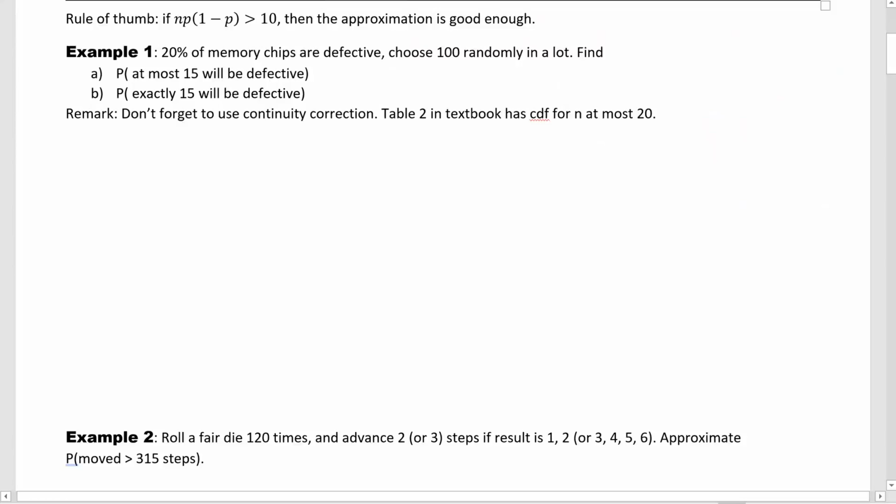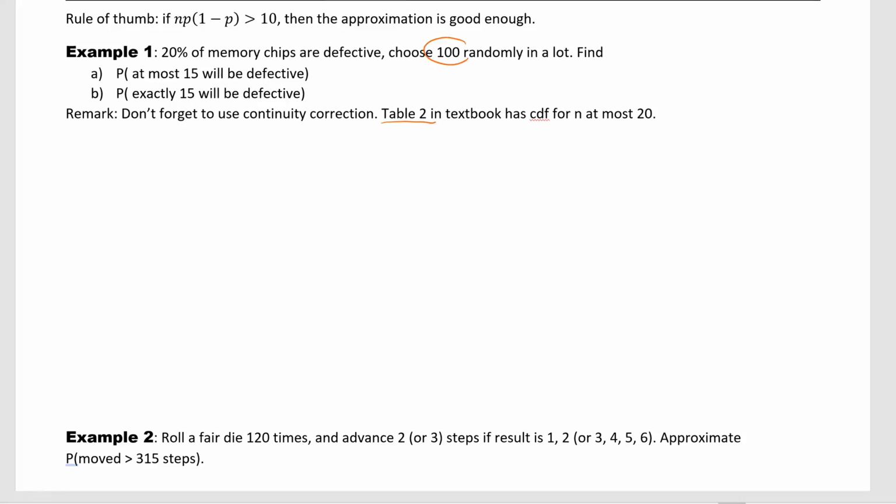So let's look at example 1. 20% of the memory chips are defective. Choose 100 randomly in a lot. Part A: find the probability that at most 15 will be defective. Part B: exactly 15 will be defective. Remember that the table of CDF values for the binomial distribution only goes up to n at most 20, but here we have 100, which is large. So we have to use either the Poisson distribution or the normal distribution to approximate it.